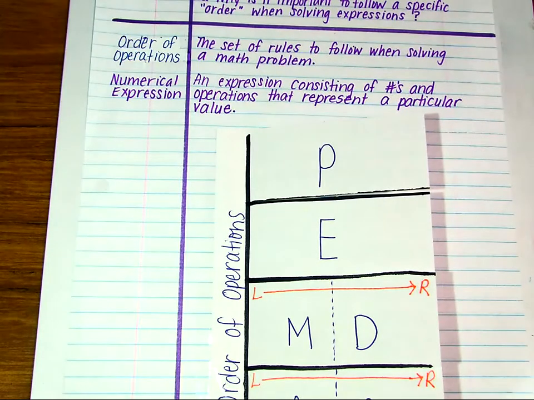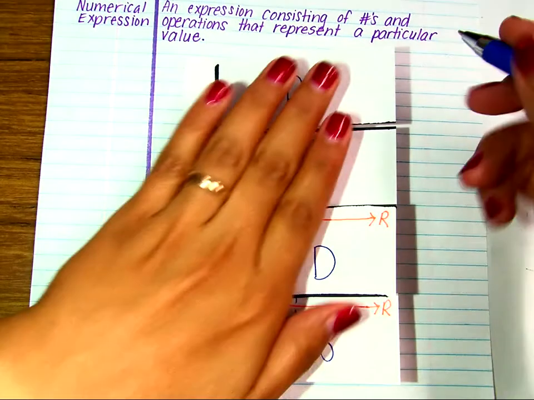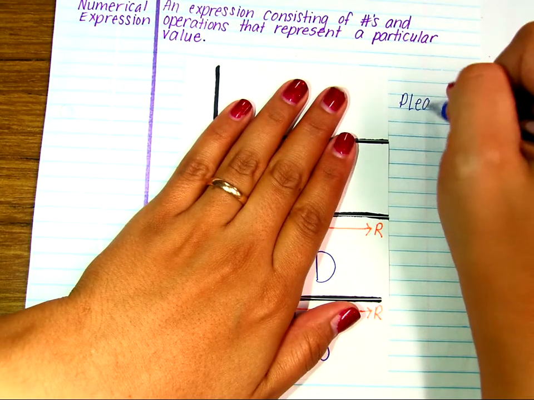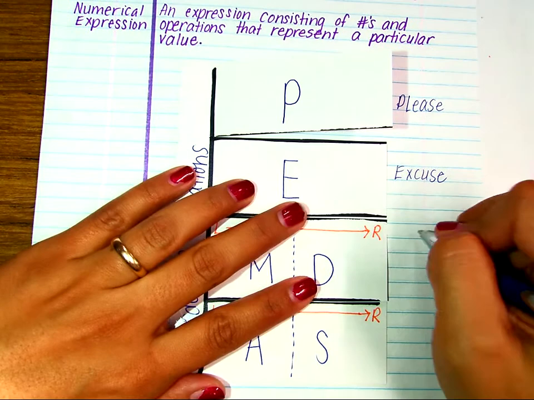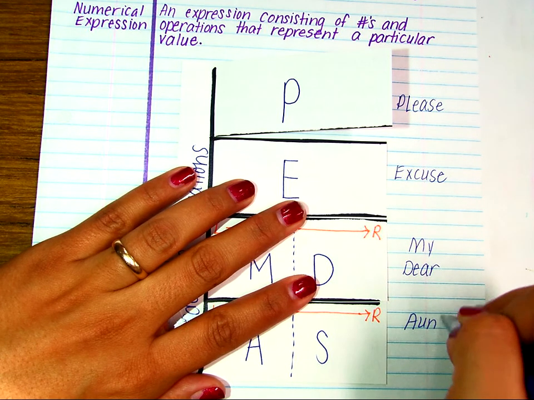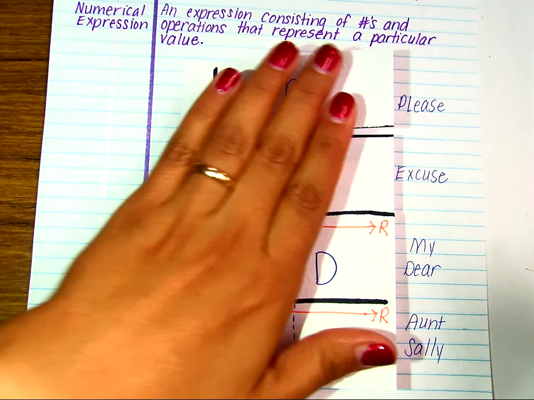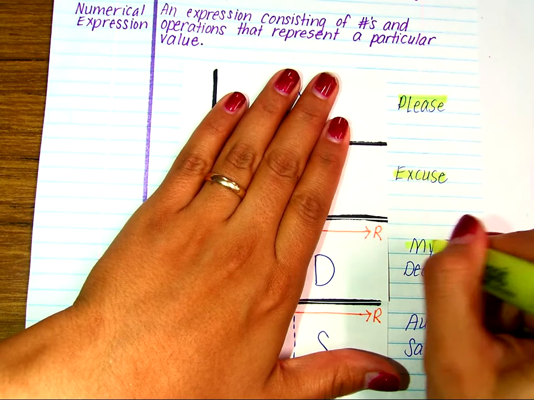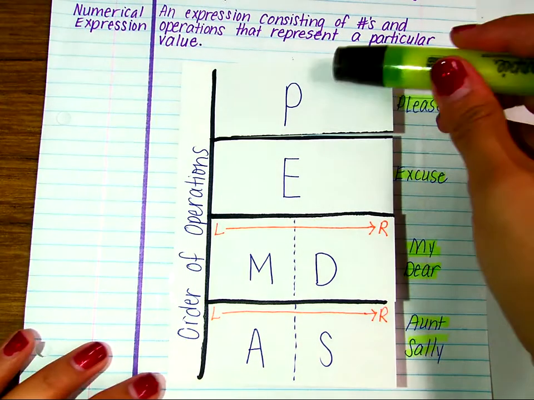Now there's a pretty common acronym that a lot of people use to help them remember the order of operations. You may have heard it before. Please excuse my dear Aunt Sally. Now, this is just a little phrase that we used to remember. This is not the order of operations. This is, okay? So don't confuse it.